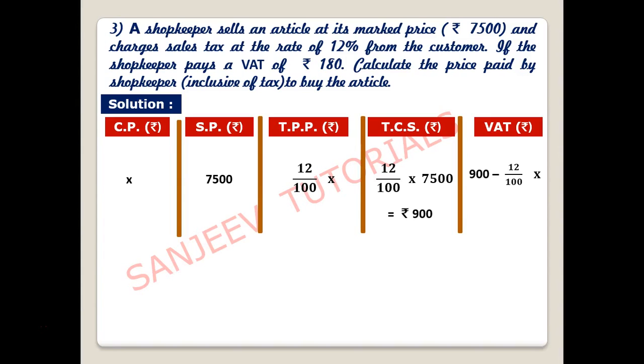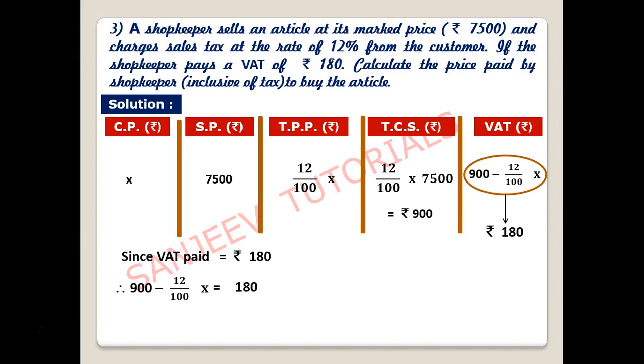Now in the question, it is also given VAT paid by the shopkeeper is rupees 180. It means the last column that I have written, 900 minus 12x upon 100, this value is equal to 180. So when I equate it to 180, I get a simple equation.